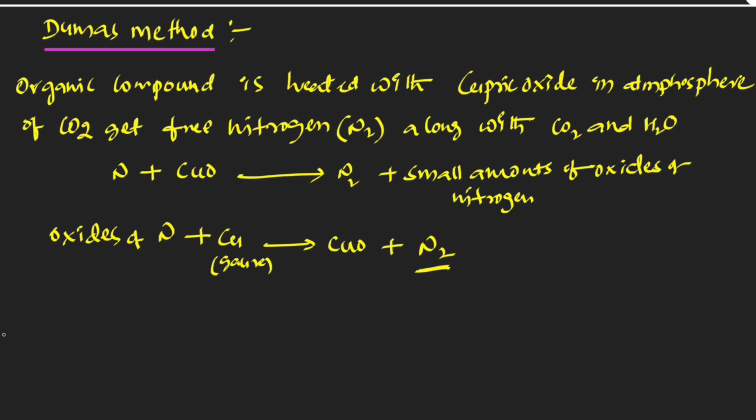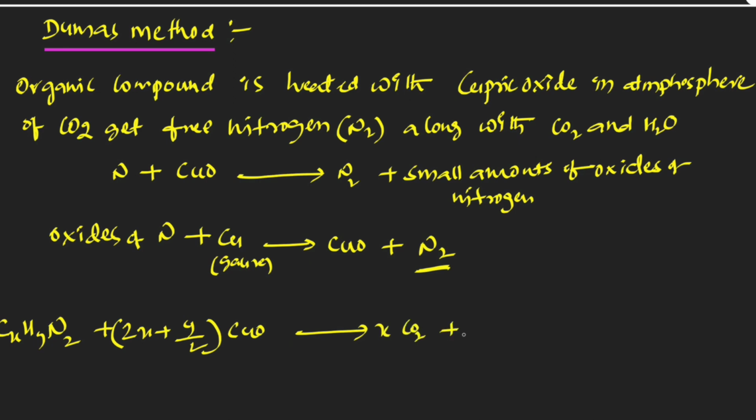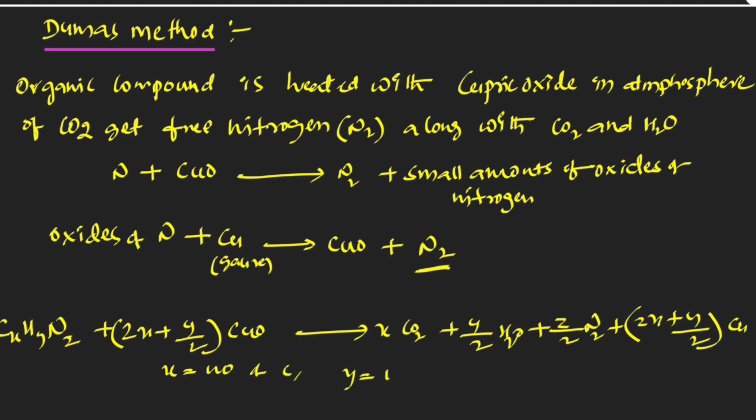Generally, the combustion of nitrogen compounds is represented by this formula: CxHyNz plus (2x plus y by 2) CuO gives rise to x CO2 plus y by 2 H2O plus z by 2 N2 plus (2x plus y by 2) Cu. Here x equals the number of carbons, y equals the number of hydrogens, and z equals the number of nitrogens.